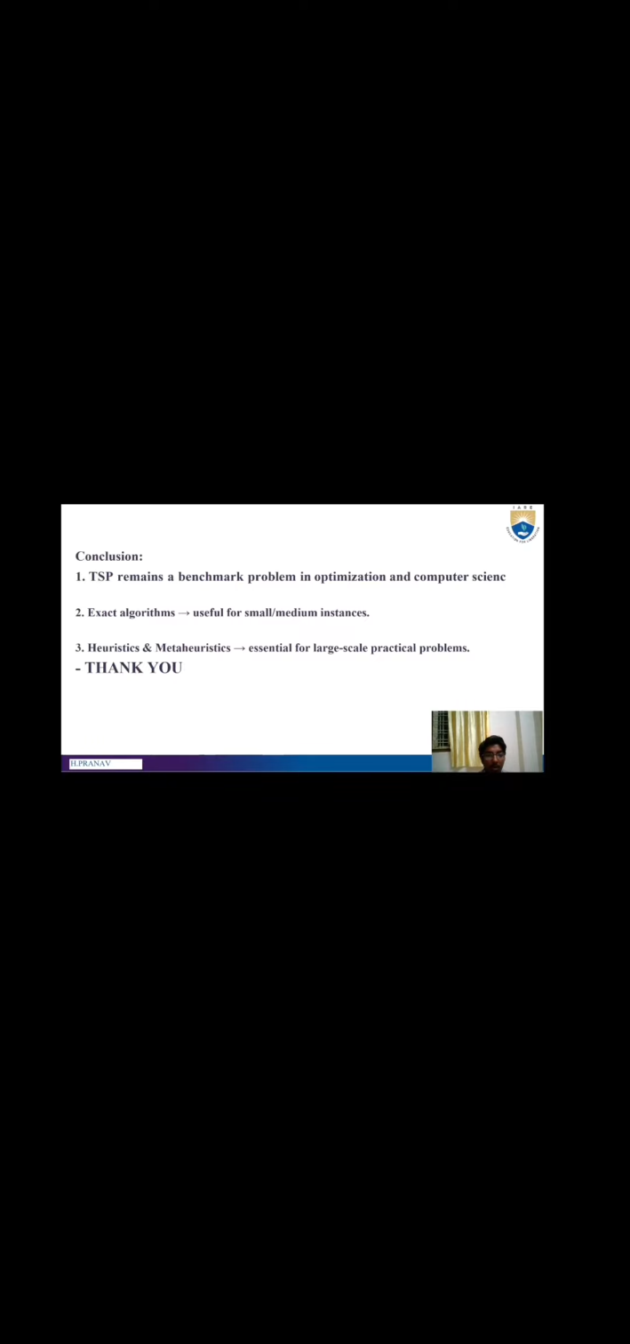And heuristics and metaheuristics are essential for large scale practical problems.